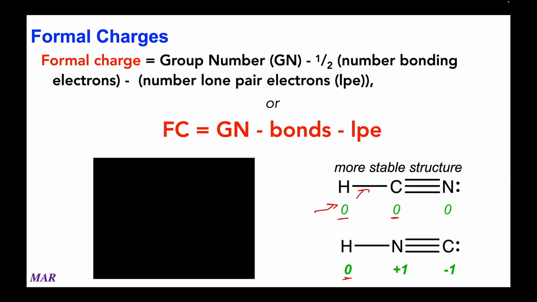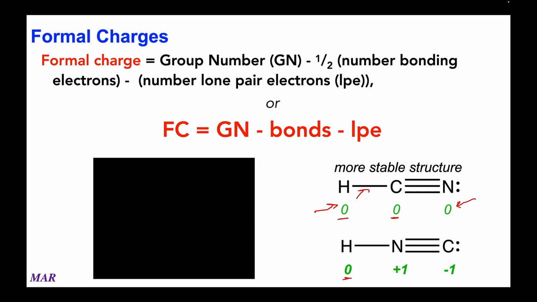4, and that carbon has 4 bonds, 1, 2, 3, 4 sigma bonds, no lone pair electrons. So it would be 4 minus 0, formal charge of 0. Cool. Now the nitrogen on the end of hydrogen cyanide, group number 5, it has 3 bonds to carbon, so 5 minus 3, and this has 2 lone pairs. And notice that you count each lone pair electron in this calculation. It's not the lone pairs total, it's lone pair electrons. So you'd go 5 minus 3 bonds minus 2 lone pairs, formal charge of 0.